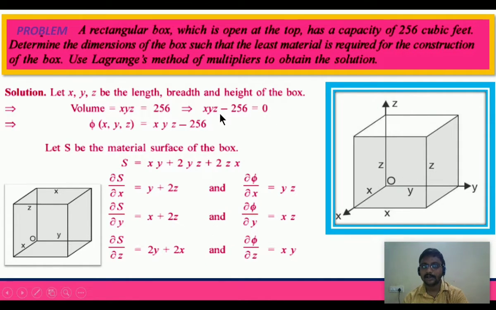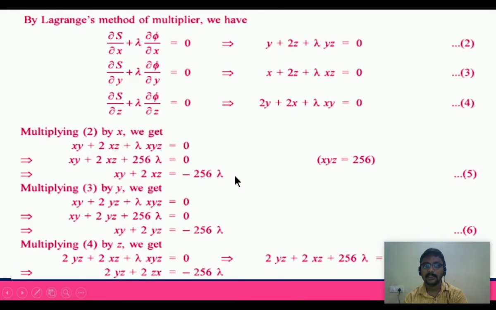Now this phi is differentiated partially with respect to x, with respect to y, and with respect to z. So we will have these values yz, xz, and xy. Now we have to form the Lagrange's function. The Lagrange's function is capital F equals small f plus lambda phi. So here we have to obtain these three equations, that is ∂s/∂x plus lambda ∂phi/∂x equals 0, ∂s/∂y plus lambda ∂phi/∂y equals 0, ∂s/∂z plus lambda ∂phi/∂z equals 0, which are obtained by differentiating the Lagrangian function partially with respect to x, y, z respectively.